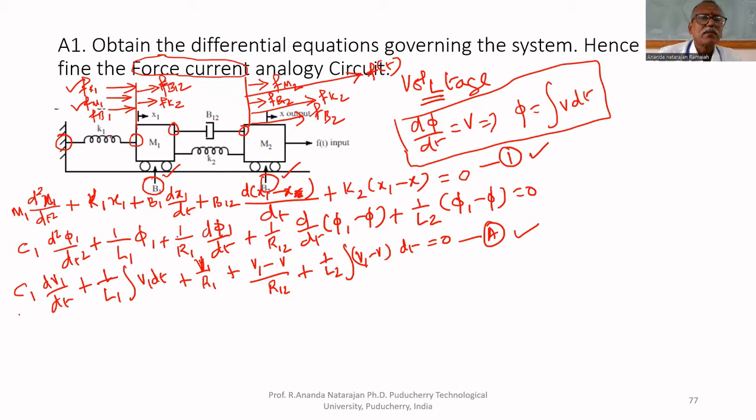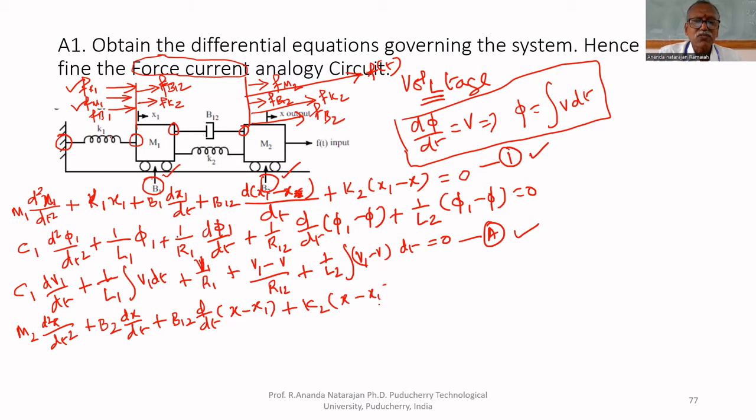Okay. Now if you write for second mass M2 d square x by dt square, M2, but the displacement is x only, plus B2 dx by dt plus B12 d upon dt of (x minus x1) plus K2 (x minus x1) equal to the applied force F of t. This is the second equation. Equations 1 and 2 are the answer for the first part.